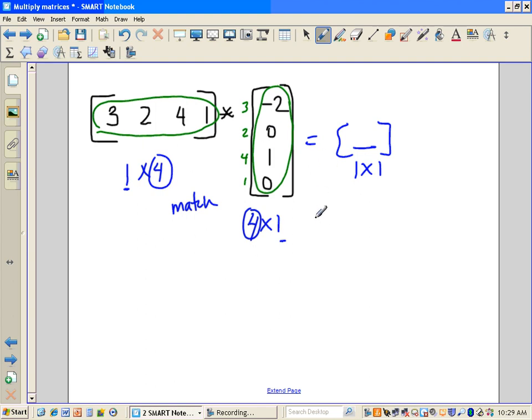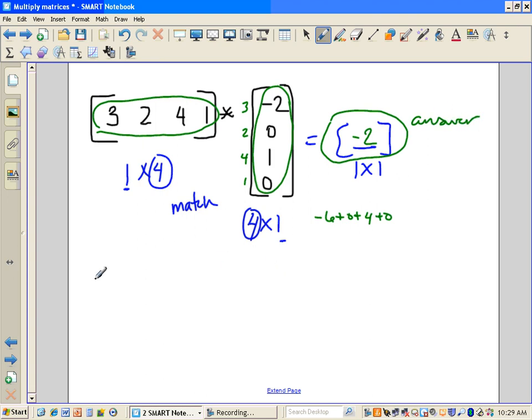3 times -2 is -6. 2 times 0, that's plus 0. 4 times 1, that's plus 4. 1 times 0, that's plus 0. So it looks like I just have -6 plus 4, -2. That's my answer.